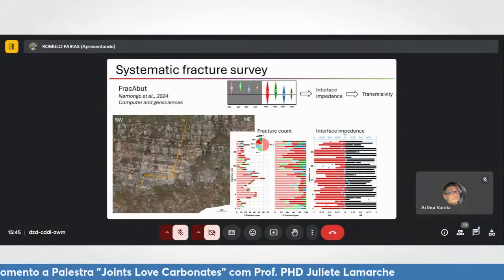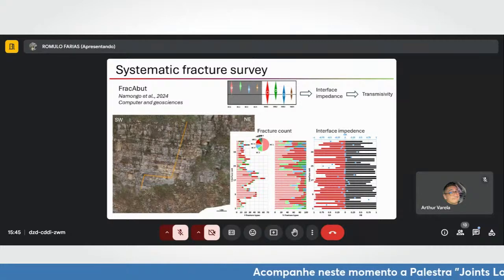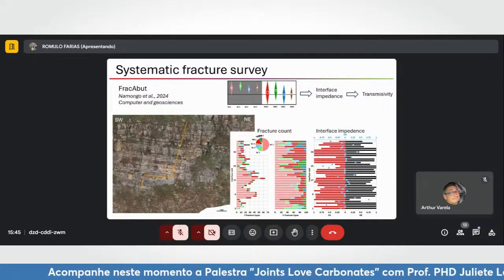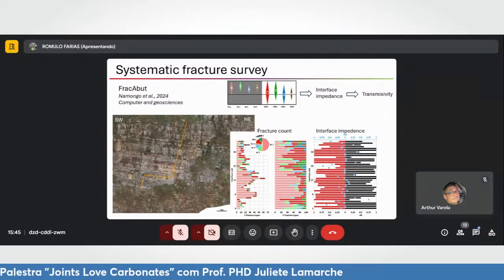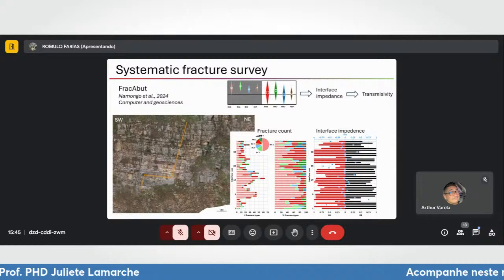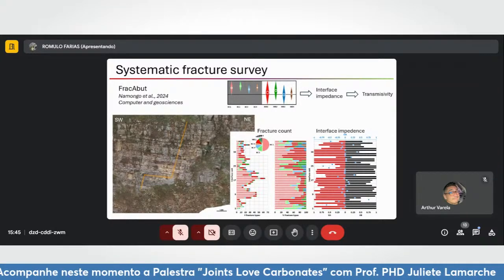First study is a systematic fracture survey, but it's much bigger than the natural outcrops. So we did an automatic fracture survey with pictures, with portable LiDAR, and with a drone. The quarries were surveyed entirely with a drone. My PhD student, Paul Namongo, wrote a code named FracABUT, and with a survey on such a fracture, we can calculate the fracture count, different types of fractures.